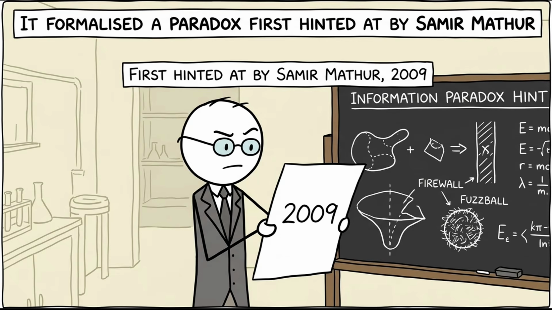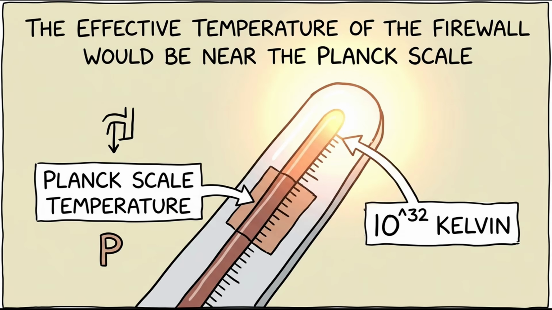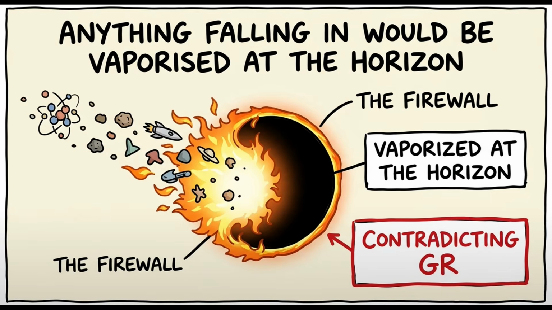It formalized a paradox first hinted at by Samir Mathur in a 2009 paper. The effective temperature of the firewall would be near the Planck scale, around 10 to the power of 32 Kelvin. Anything falling in would be vaporized at the horizon, contradicting a century of confirmed general relativity.